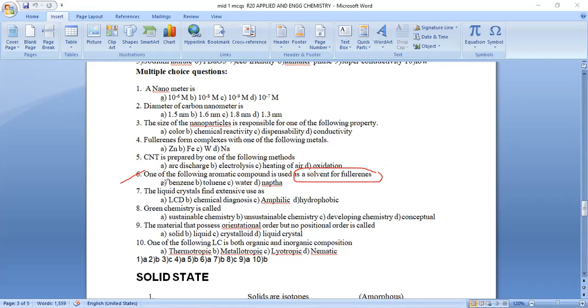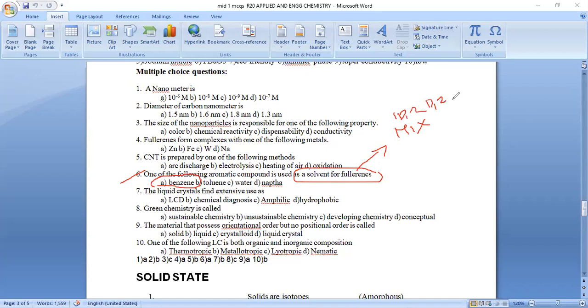The aromatic solvent which is added to extract the fullerene is going to be benzene. Generally, the fullerenes are in mixture state. Now we have the mixture of fullerenes, which contains one-dimensional fullerene, two-dimensional fullerene, and three-dimensional fullerene.